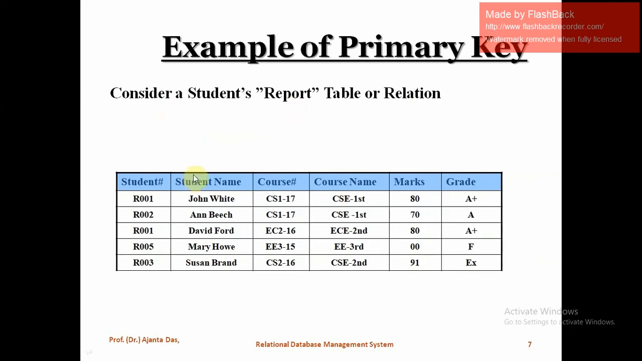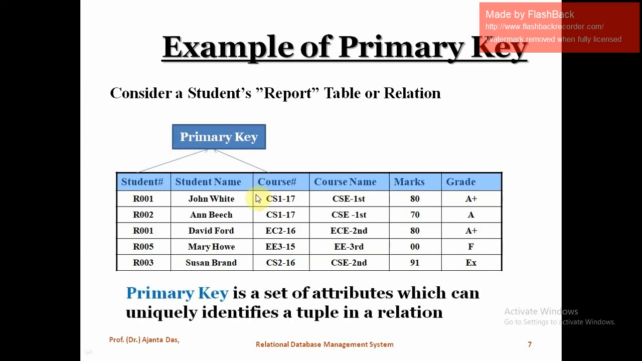Now let us consider a different relation, the student's report, where we have student number, student name, course number, course name, marks and grade. The moment we have data in a table or relation, it is mandatory to define the primary key. So what is a primary key? By definition, a primary key is a set of attributes which can uniquely identify a tuple in a relation.